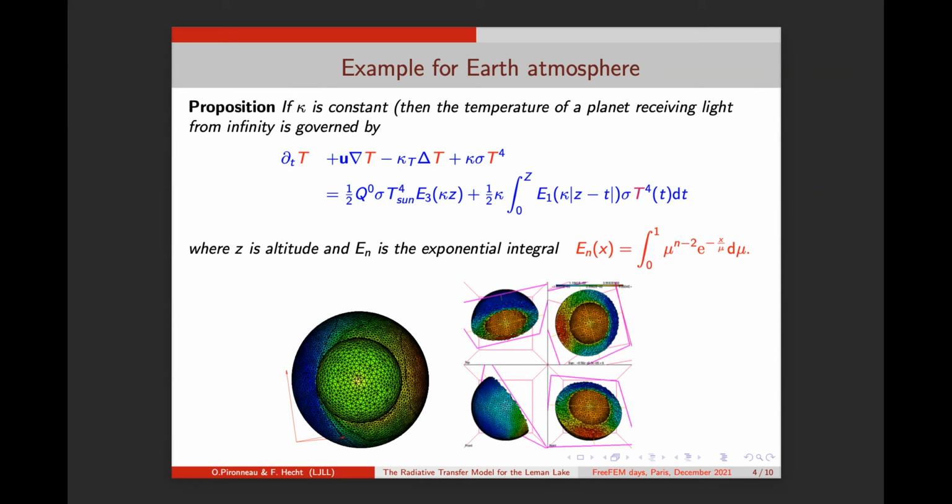So you have the result here of a planet which receives light from this side. And I put a current, I put a potential flow going around like this, or actually slightly twisted. And you can see that the hottest part is not exactly horizontal, it has been moved by the current. Okay, but this is the limit of FreeFem at the moment.